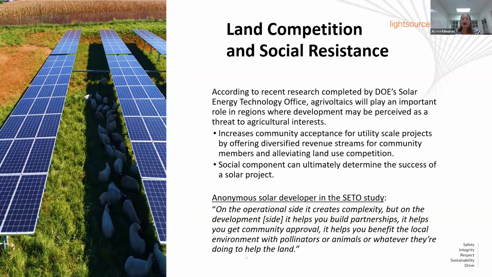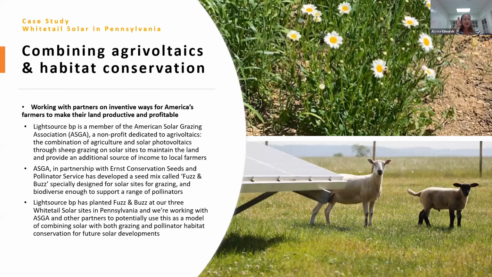DOE has a Solar Energy Technologies Office. They did a whole study on land competition and social resistance that just came out in 2021. It was a study of, I think, 8 or 10 different developers and different communities. It came to the conclusion that, yes, in fact, these types of agrivoltaics and dual land use strategies really do reduce social resistance and help projects integrate into the community.